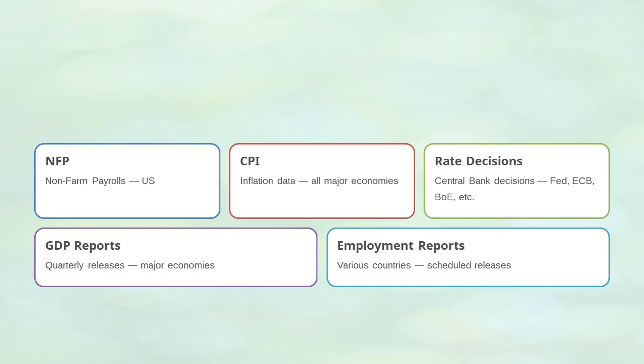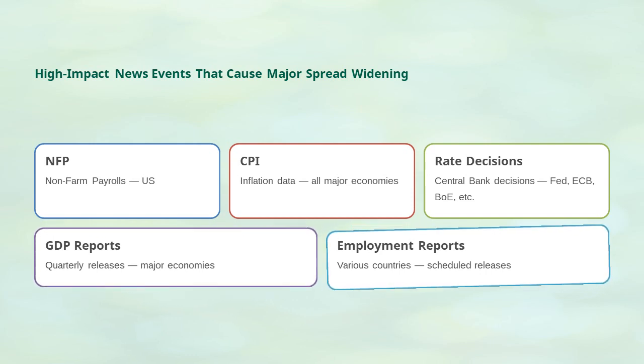What kind of news events cause this pattern? The biggest ones include non-farm payrolls, NFP, the U.S. jobs report released on the first Friday of every month. CPI, inflation data from major economies. Central bank rate decisions from the Fed, ECB, BOE, and others. GDP reports, quarterly economic growth data. Employment reports. Various countries have their own jobs data.